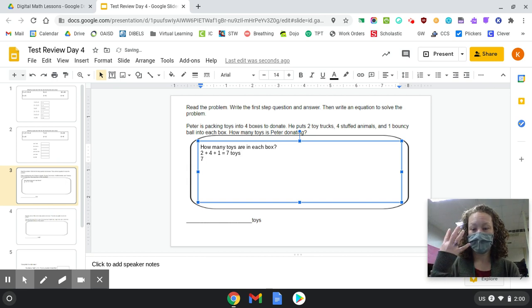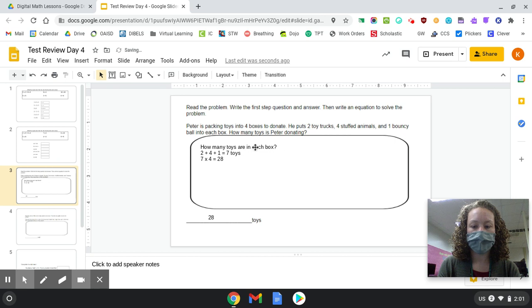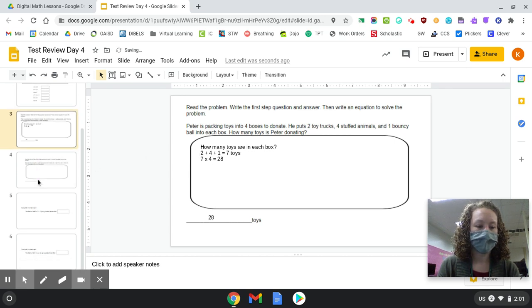And I know he donated 4 boxes. So that's 4 groups of 7. So we need to times them together. 7 from my first step times 4, this 4 here that I didn't use yet. And I know 7 times 4 makes 28. And that answer can go down here with the label 28 toys. Okay, so for this one, you have to write the question that you have to answer first, solve that step 1, and then solve that step 2.